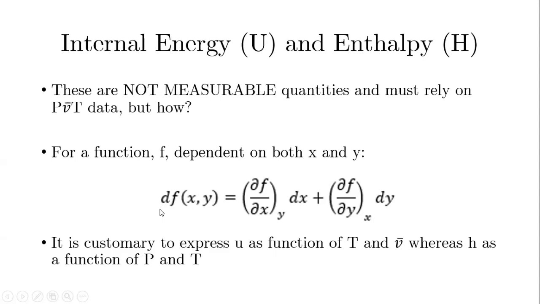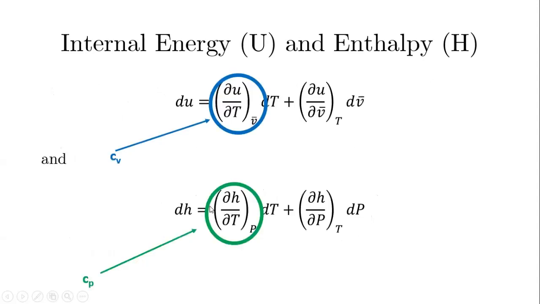It's customary in thermodynamics to relate U to T and the specific volume, and H to P and T. So I'm going to translate this into U and H for us. I'm going to replace this f with a U and look at what dU would be, and I'm going to look at dH. When I do dU, instead of using x and y, I will use T and V. When I use H, I will use P and T. So let's look at that.